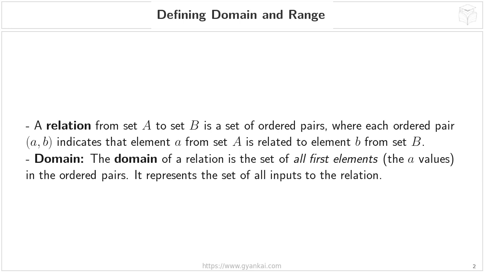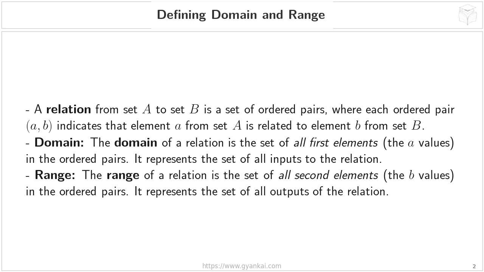We can write this mathematically as (a, b). This ordered pair tells us that the element a from set A is related to the element b from set B. It's important that it's an ordered pair, meaning the order matters. (a, b) is different from (b, a). Now, let's define the domain. The domain of a relation is simply the set of all the first elements, those a values that appear in those ordered pairs. Think of these a values as the inputs to the relation. Whatever you feed into the relation, those are the elements of the domain.